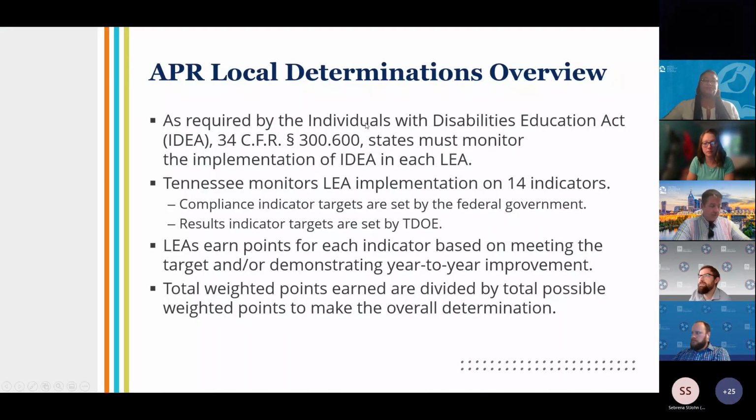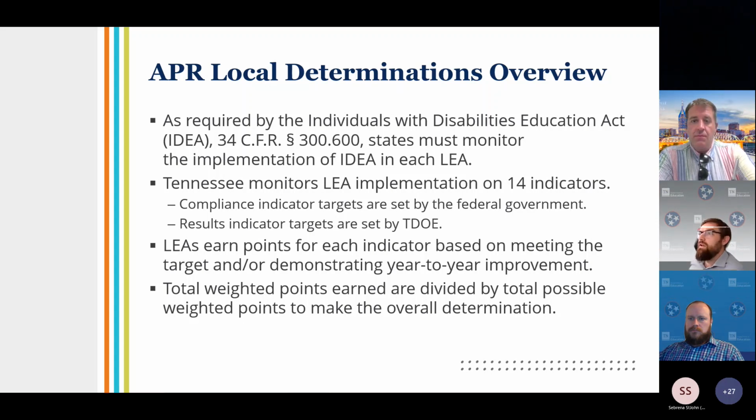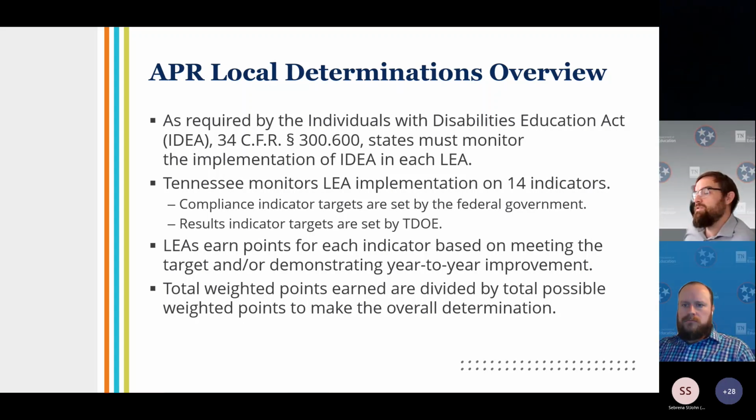And a little context on what we mean by APR and what we're talking about today. Of course, this is all federally mandated under the Individuals with Disabilities Education Act. States are required to monitor implementation on 17 different indicators and monitor district implementation on 14 of those indicators.